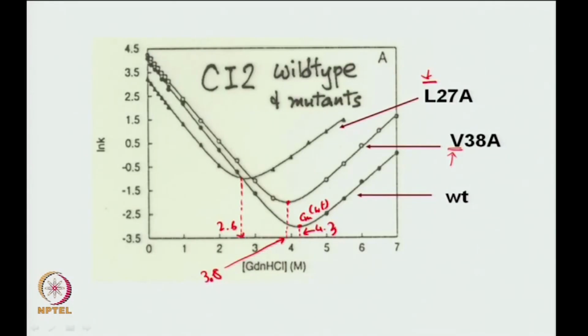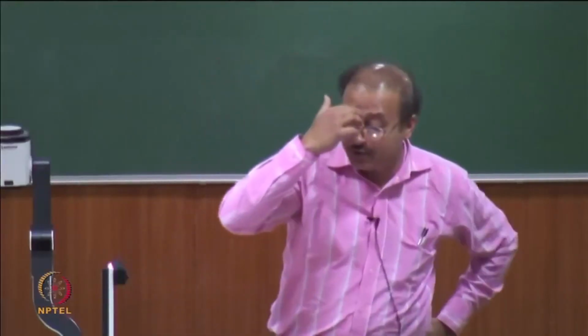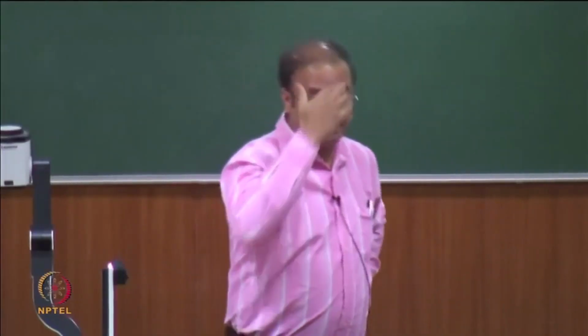It is more destabilized, right, straight away you have this. So, what do you understand from this? Both these mutations are destabilizing in nature. Now, if they are destabilizing in nature, tell me what happens. What do you mean by if they are destabilizing in nature?